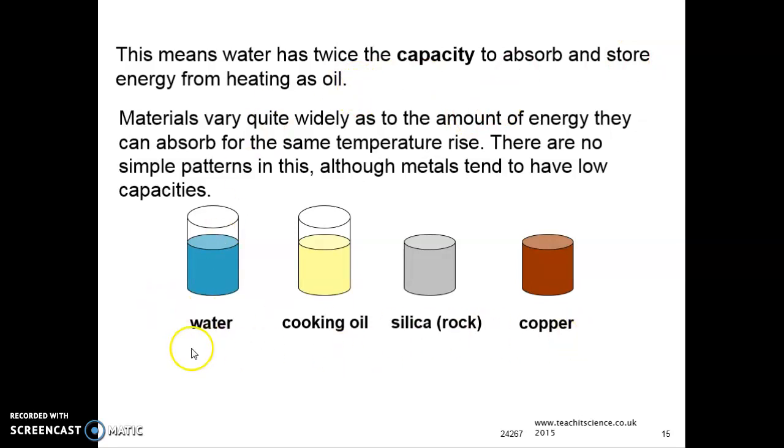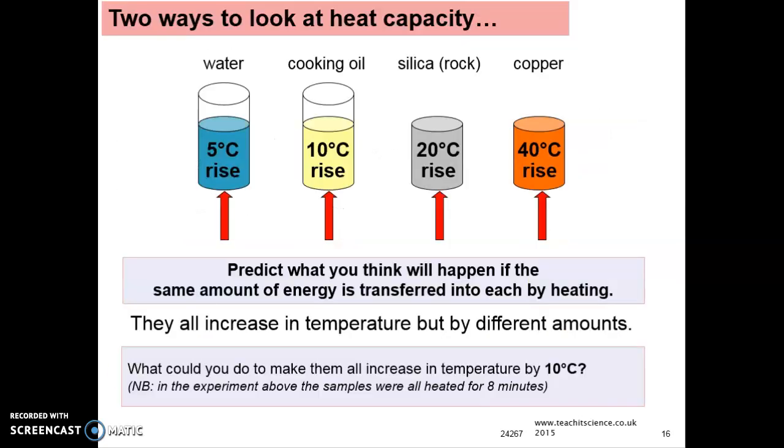So materials vary quite widely. There's no specific pattern to all of this, although metals do tend to have low specific heat capacities. So all of these have got different specific heat capacities. If you have a look at these values here, predict what you think will happen if the same amount of energy is transferred into each by heating. We get a much higher temperature rise if we put the same energy into copper than we do if we put it into water. Even rock has 4 times the rise in temperature than water does. So they all increase in temperature, but by different amounts.